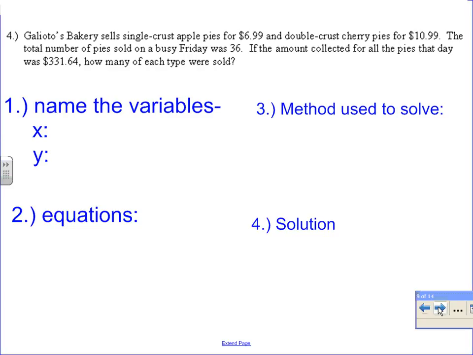Okay. All right. So it says here, Galeotta's Bakery, and no, I don't have a bakery, sells single crust apple pies for $6.99 and double crust cherry pies for $10.99. The total number of pies sold on a busy Friday was 36. If the amount collected for all the pies that day was $331.64, how many of each type was sold? I want you to identify X and Y, come up with the 2 equations on your own, tell me the method you used. The answer will be nice.